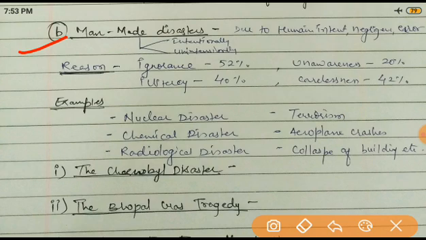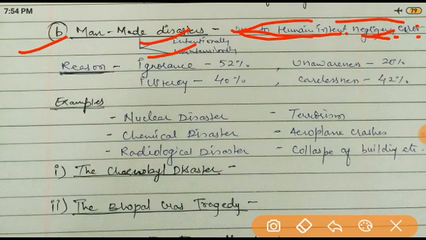What is this man-made disaster? Generally, by the name we can understand, due to some action by man, there is some casualty, there are some problems created. This is called a man-made disaster, due to human intent, negligence, or error. These are all the reasons of man-made disaster. Basically, there are two kinds of reasons: intentional or unintentional. Intentional means you want to set fire in a jungle. Unintentional means it happens accidentally.